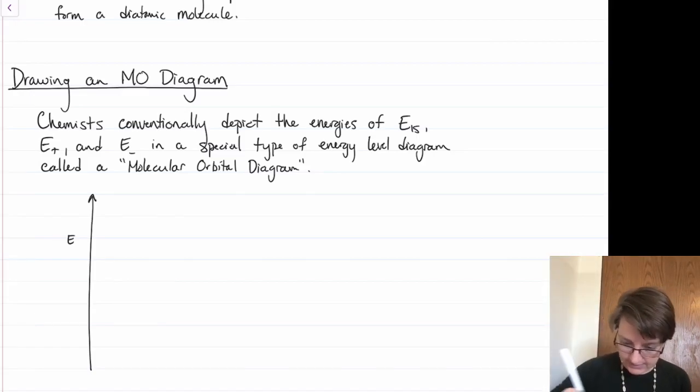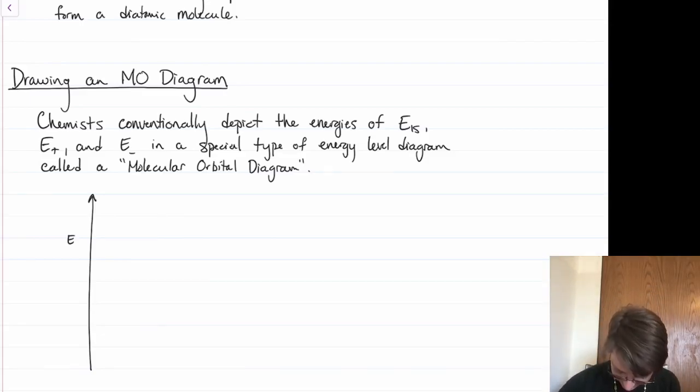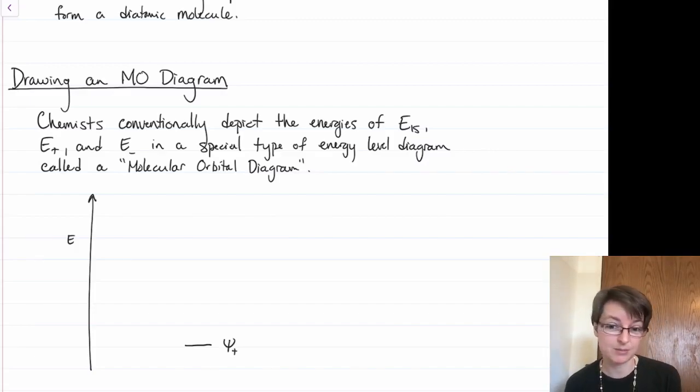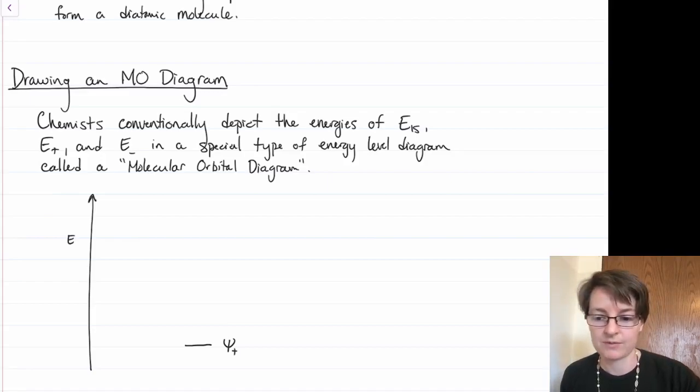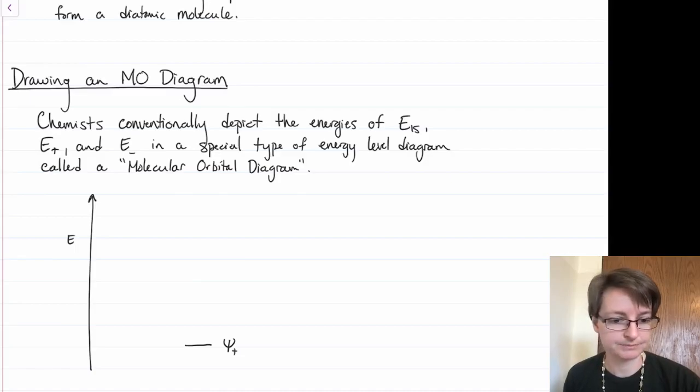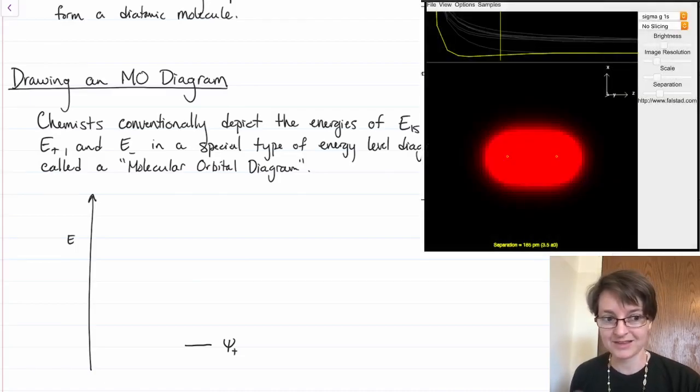To do that, let me go ahead and start drawing on my energy level diagram a line to represent the bonding orbital. It's always helpful to label these orbitals, and so I am going to denote for myself that this orbital is my sigma plus orbital. You'll also see a lot of folks try and draw the shape of the wave function. Remember, from our contour plots, the shape of the wave function looks something like this.